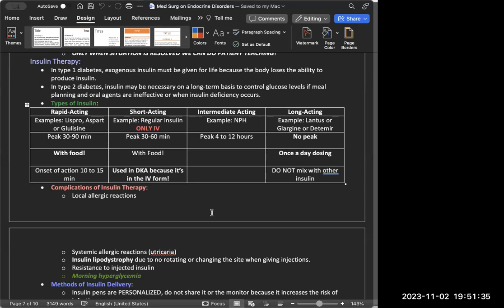Short acting, regular insulin. It's the only one that is IV. So regular insulin is a short acting, right?